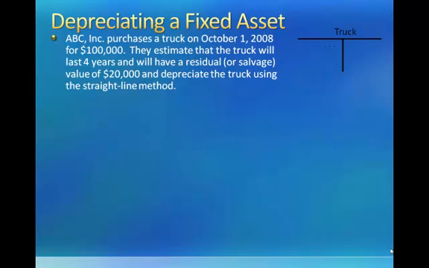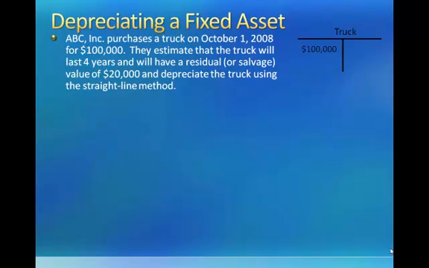So we initially record the truck at its historical cost of $100,000. Now we don't want to spread the cost of $100,000 evenly over 4 years, because if we did that, we would reduce the value of the truck down to zero. And we really only want to reduce the truck value down to its residual value, because we anticipate that after 4 years we're going to be able to resell this truck for $20,000. So the real cost to us for this 4-year period is $80,000. The $100,000 we're buying it for, less the $20,000 we'll be able to sell it for in the future.